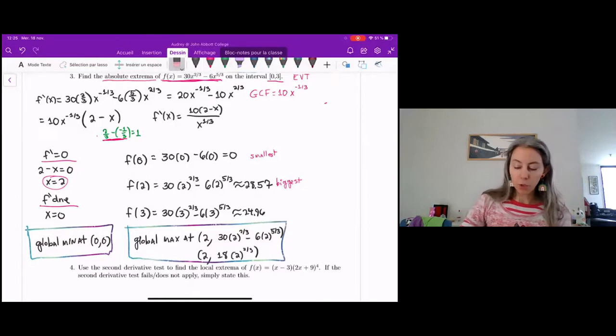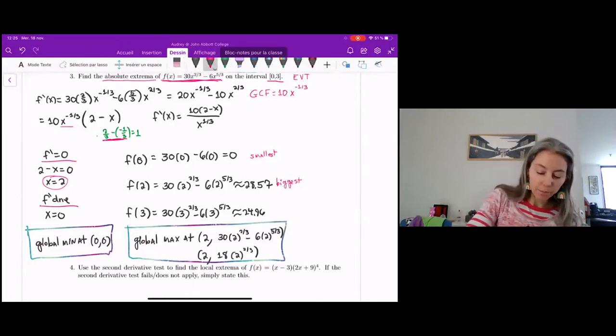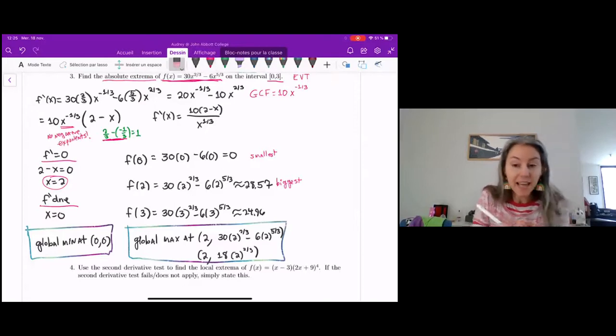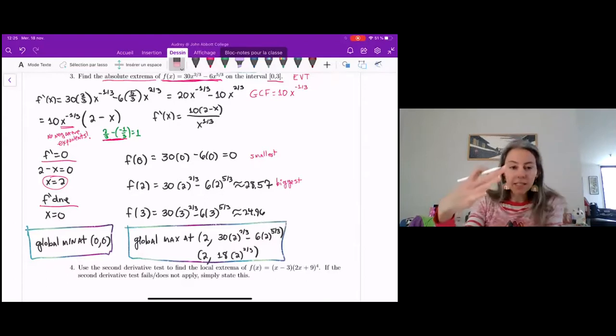I also want to make sure to get rid of my negative exponent that's left right here. So I bring it down to the bottom. The 10 does not go with it. They are not stuck together. This is 10 times that thing. So 10 stays on top, that 2 minus x stays on top.